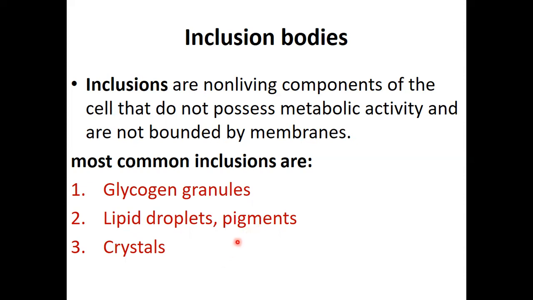For example, fat cells will appear yellowish or whitish in color, different from muscle cells that will appear reddish or brownish in color. But all that appearance is because of the lipid droplets, which we're now calling here inclusion bodies. Last but not the least is crystals.